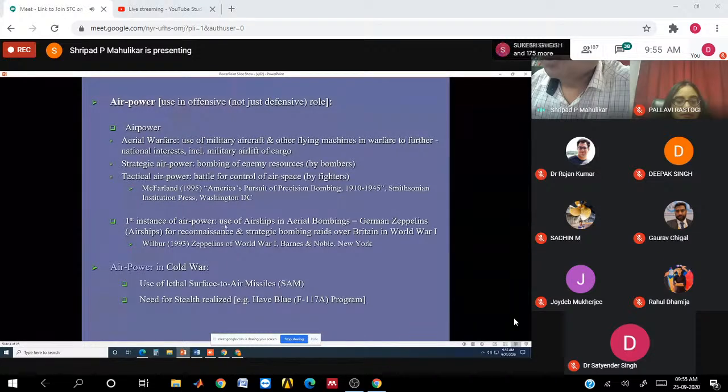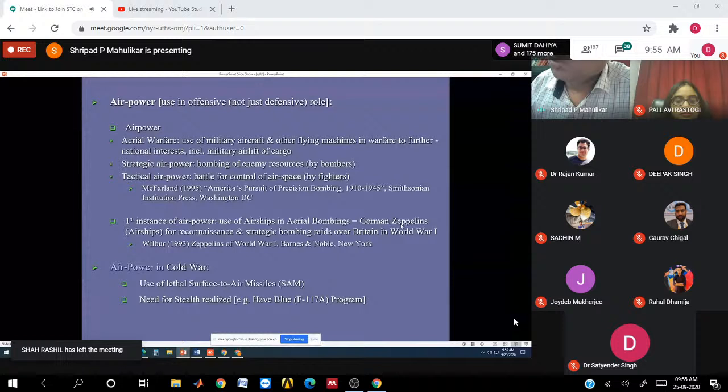It was not aircraft, but airships in aerial bombings in World War I, the German Zeppelins, used for reconnaissance. Reconnaissance is basically a kind of surveillance, to monitor, to observe, with the objective of giving information. So the airships were used for reconnaissance and strategic bombing raids over the UK in WW1, the first instance of air power.